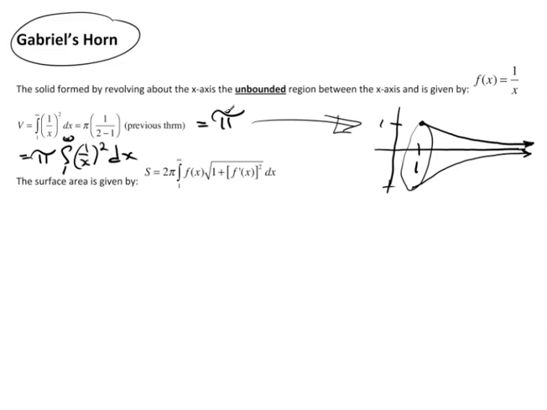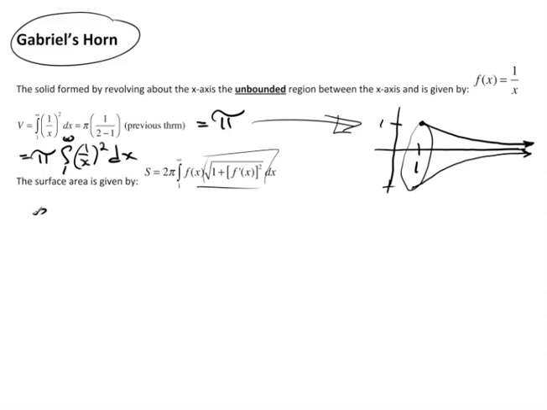So what's the surface area? The surface area is equal to 2 pi times the integral from 1 to infinity of f of x times the square root of 1 plus f prime of x squared. It's the function times this piece right here, which is actually the arc length, if you recognize that. So let's go ahead and do that.